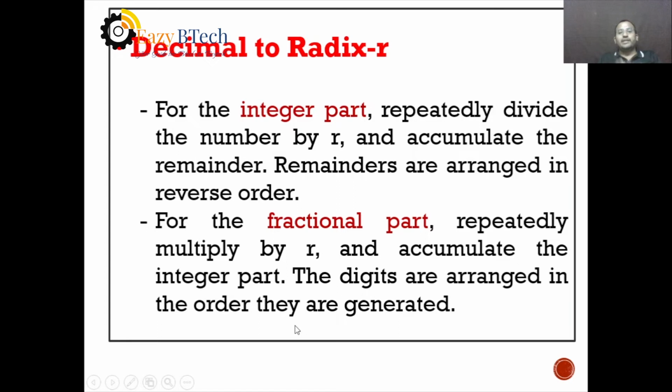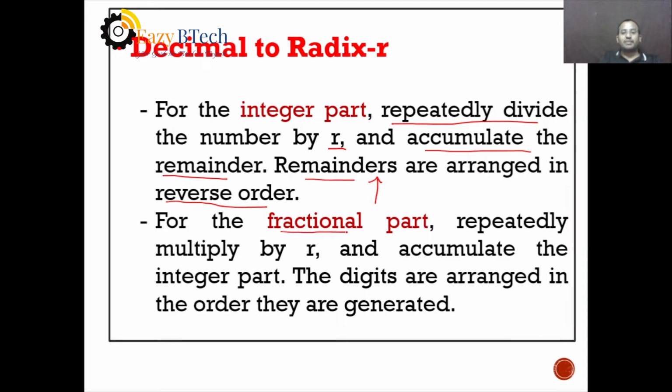Now, how do we find the radix number when a decimal number is given to us? We were asked to find it in any radix. For this, we have to consider the integer part and the fractional part separately. For the integer part, as we have done earlier, we have to repeatedly divide the number by r and accumulate the remainders. We have to collect the remainders in the reverse order, that means from top to bottom. So this is for the integer part.